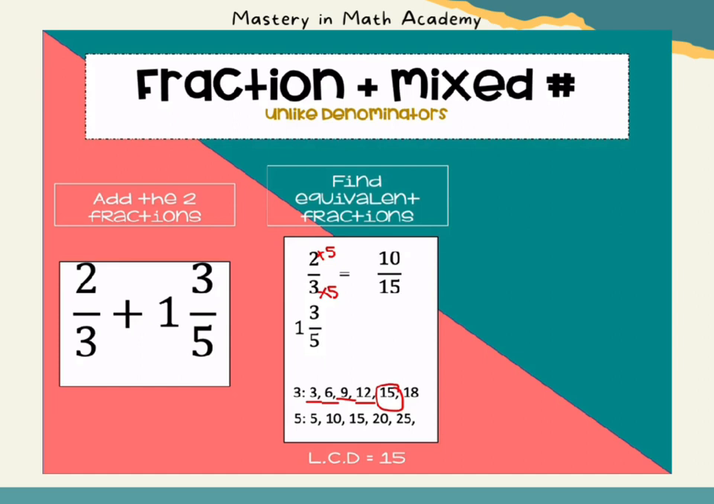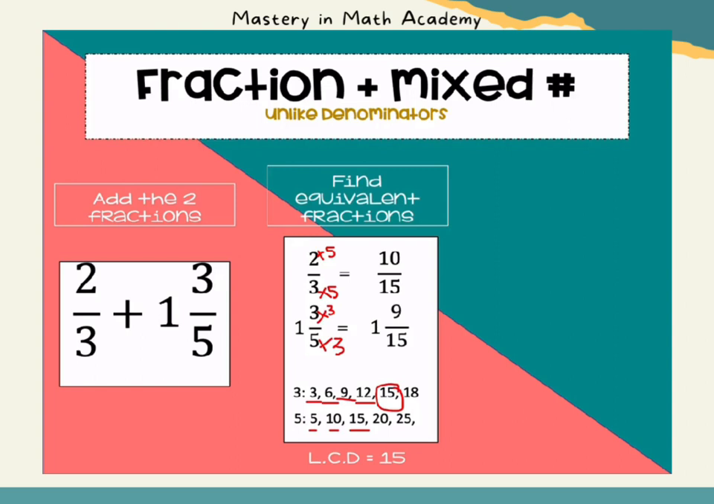And you're going to do the same thing with the 1 3/5. But you're not paying attention to the 1 right now. Ignore the 1. Pay attention to your fraction. How many times did you add 5 to get to 15? Very good. You added it 3 times. You're going to multiply both your numerator and your denominator by 3. And now you're going to see what is our new fraction.